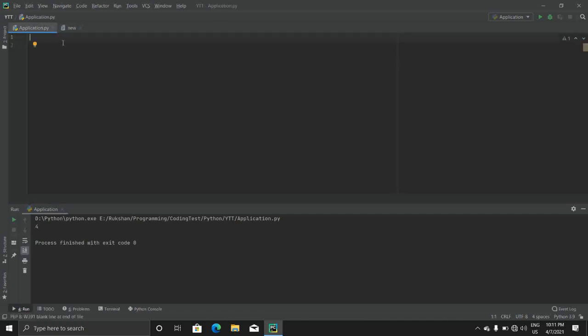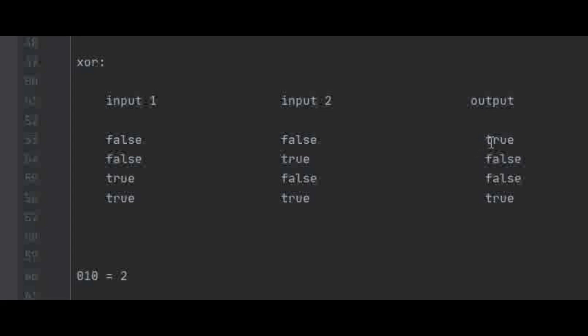Now open your Python file. Sorry, this table needs to change like this. I did a mistake, right? Sorry for that. This table needs to change like this. If we pass the same input for those 2 or more inputs that accept XOR, we get false, right? If we even pass true for all those inputs, we get false.